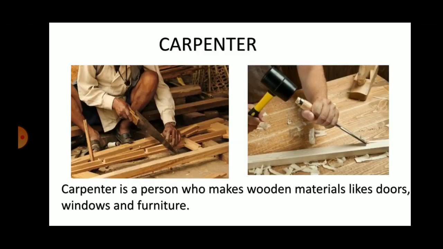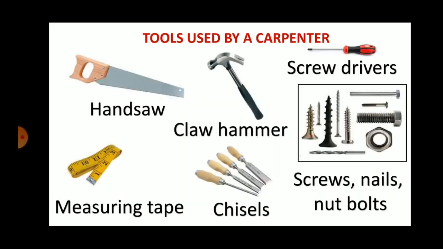Now, look at the picture. Who is he? Yes, he is a carpenter. A carpenter is a person who makes wooden materials like doors, windows and furniture. Here are the tools used by a carpenter. The carpenter uses handsaw, claw hammer, measuring tape, chisels, screwdrivers, screws, nails, nut bolts, etc.